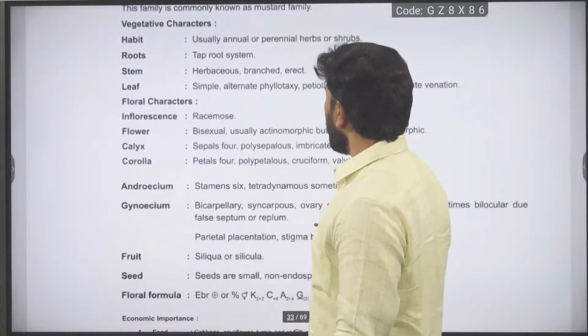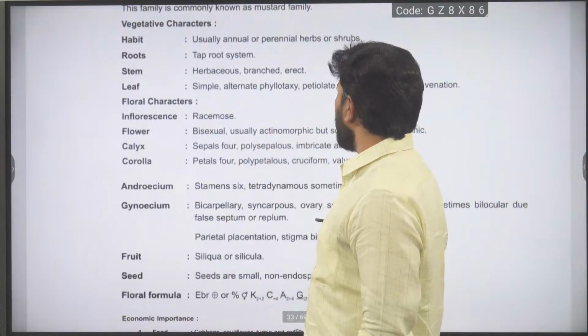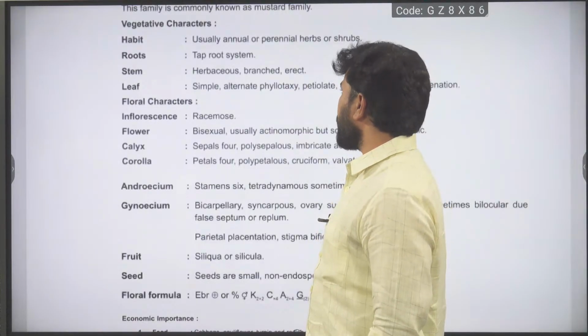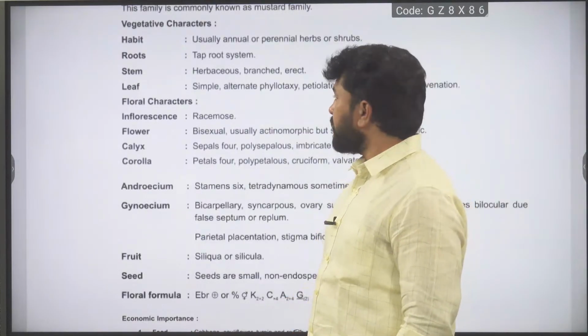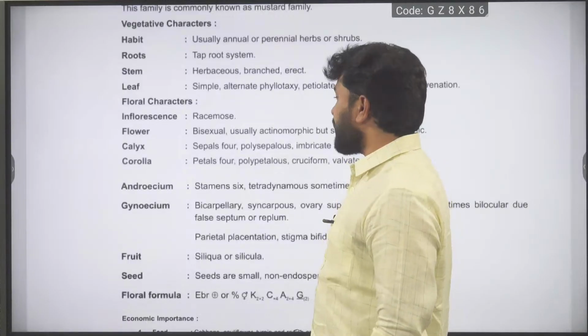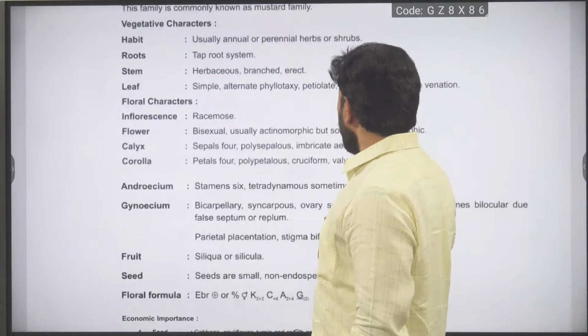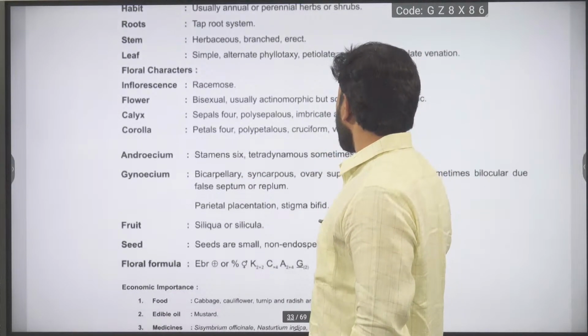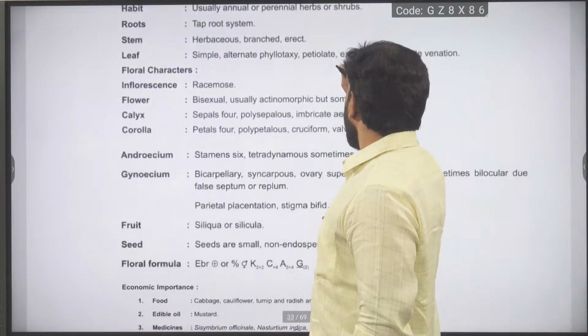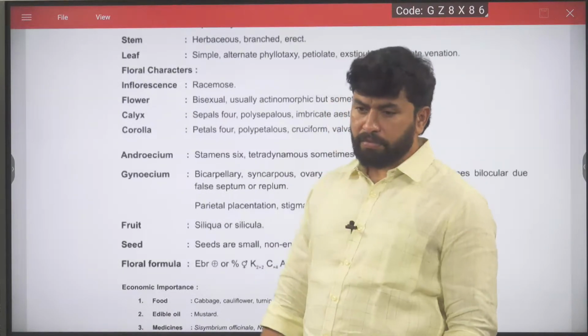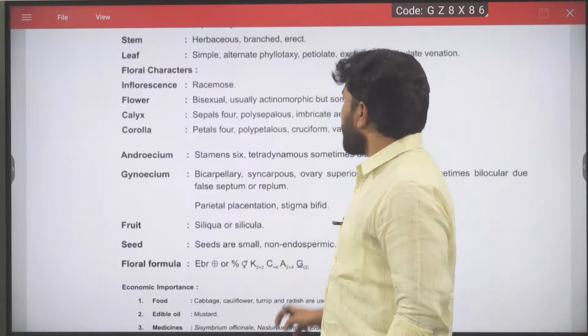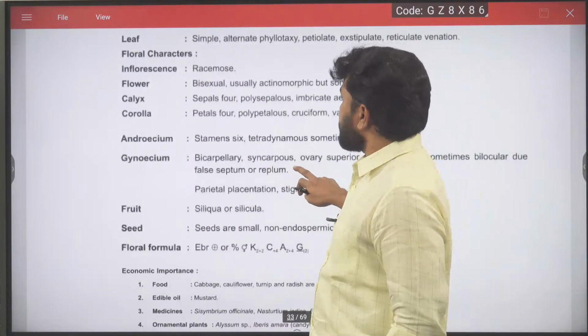Habitat. Usually annual or perennial herbs and shrubs. Roots are taproot system. Of course, dicots. Herbaceous, branching, forget about it. Leaves simple, alternate phyllotaxy, petiolate, exstipulate. Underline that word exstipulate. Okay. Next one, floral characters.